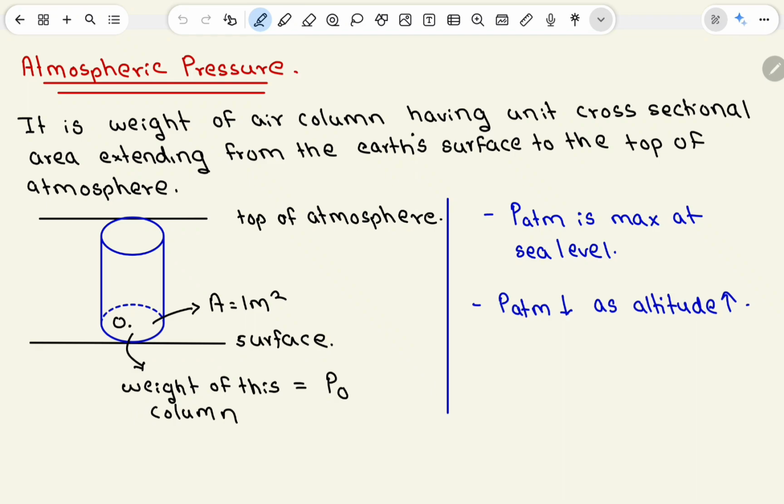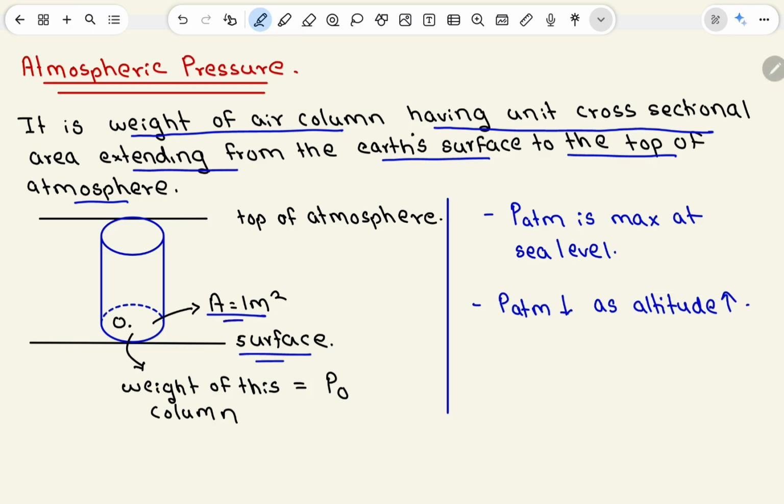Let's start with the definition of atmospheric pressure. It is defined as the weight of an air column having unit cross-sectional area that extends from Earth's surface to the top of the atmosphere. So, to find the atmospheric pressure at a point O on the surface, as I've shown in the figure, we consider a cylindrical column whose cross-sectional area is 1 meter square. The cylindrical column must extend from the surface of the Earth up till the top of the atmosphere.